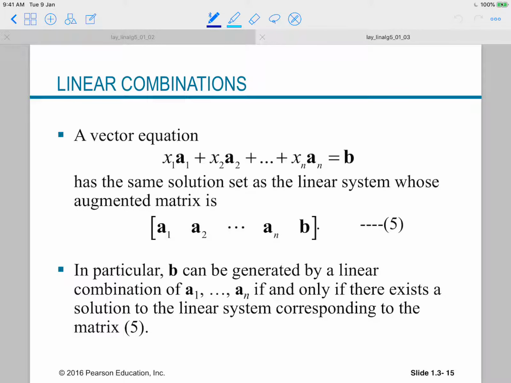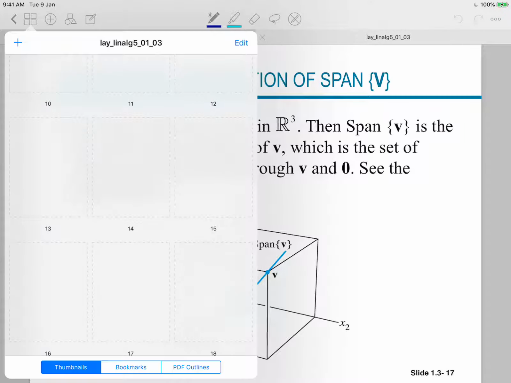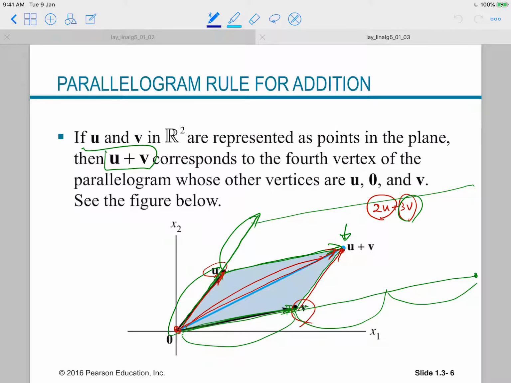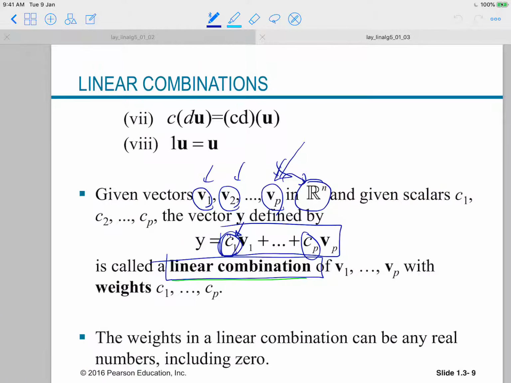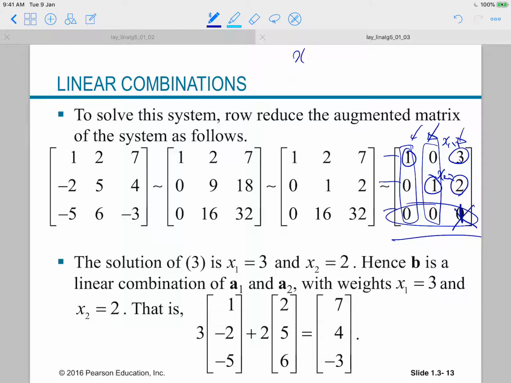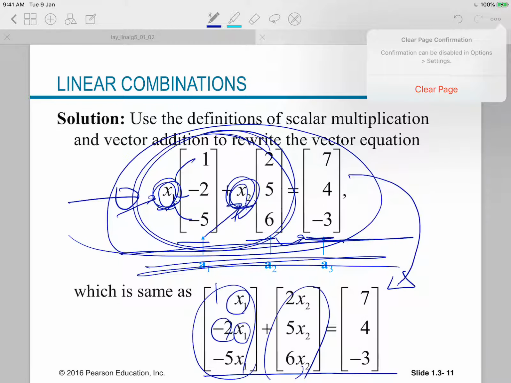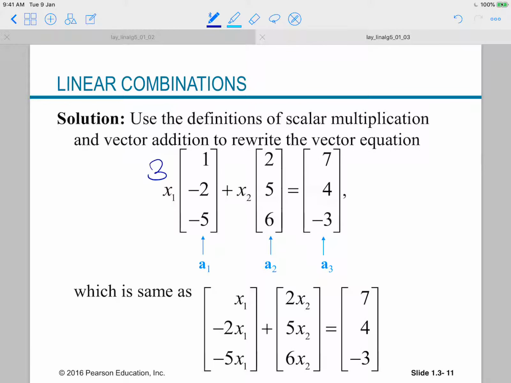But let's think of their meaning. So suppose the final solution of this vector equation was obtained as x1 is equal to 3, x2 is equal to 2. Let's think about their meaning, or physical meaning, of these actual solutions by using this vector equation. So in this case, we obtained over here 3 and 2.